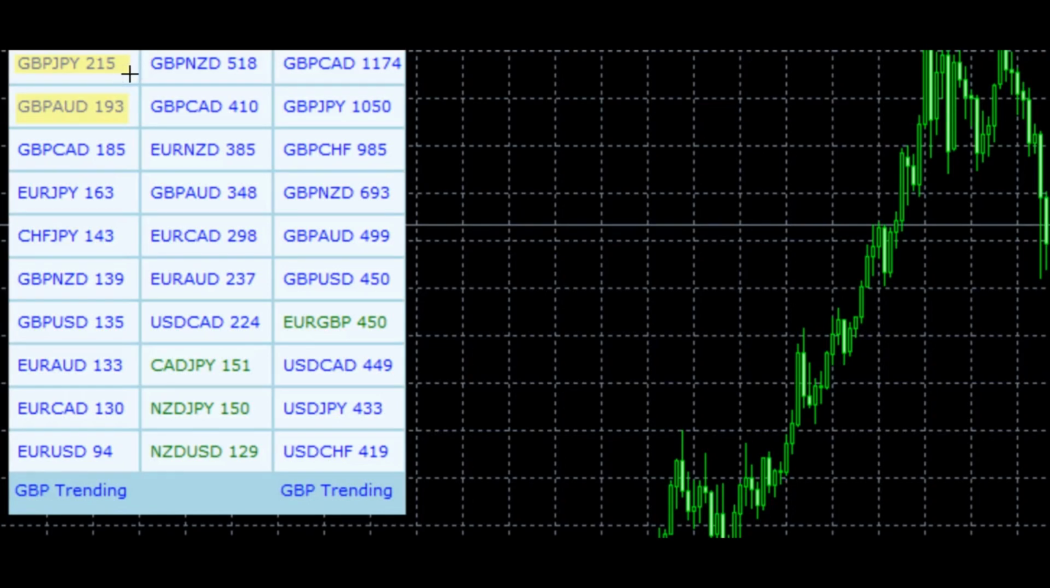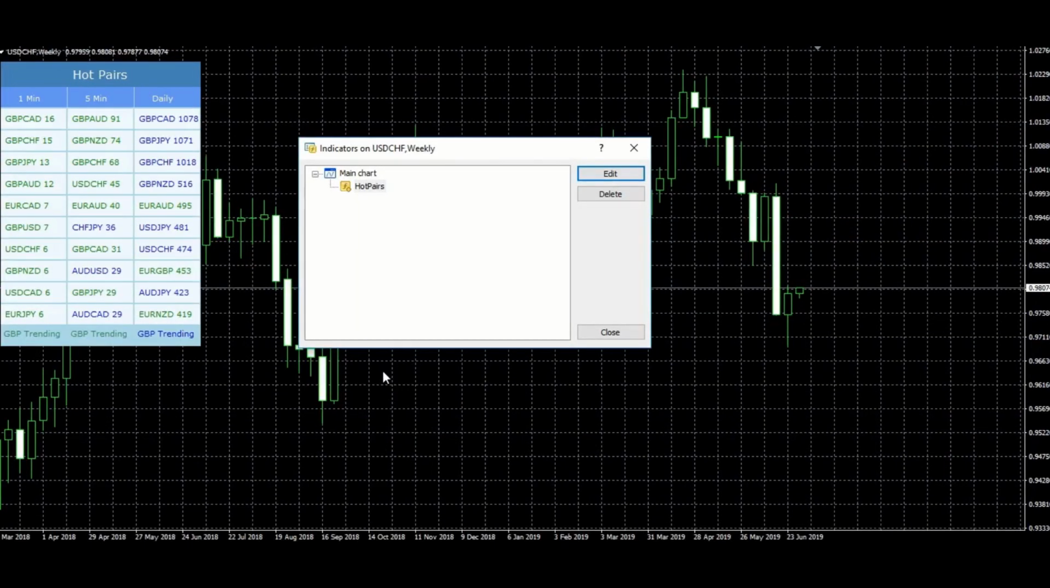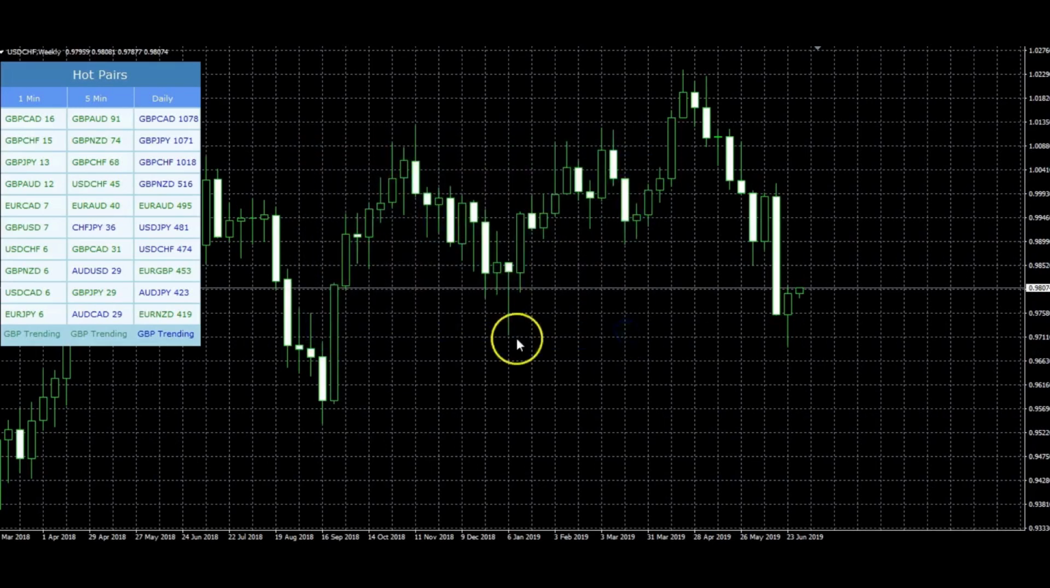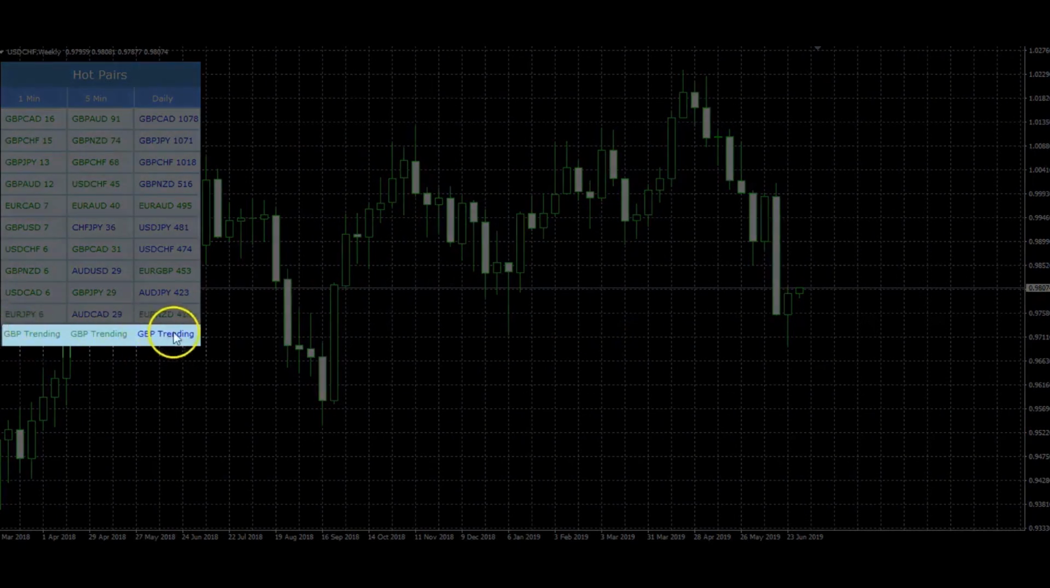As an indicator, Hot Pairs ranks 8 of the world's major currencies and finds the best current trends to trade. The indicator also analyzes the list of 28 currency pairs and picks out the top 10 trending currency pairs. The analysis is done across all the major timeframes, and the top 10 trending currencies are identified per timeframe.